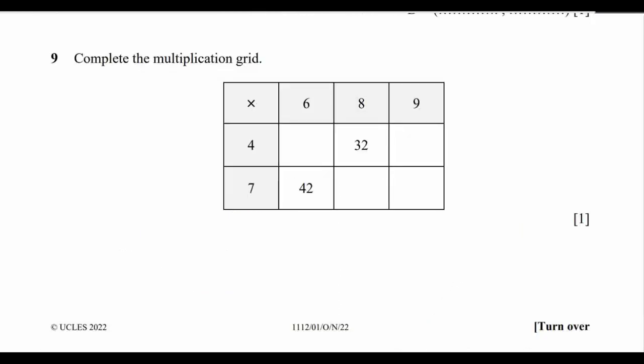Next number. Now in question 9, complete the multiplication grid. Okay, I guess it's easy. 4 times 8 is 32, so 10 seconds.